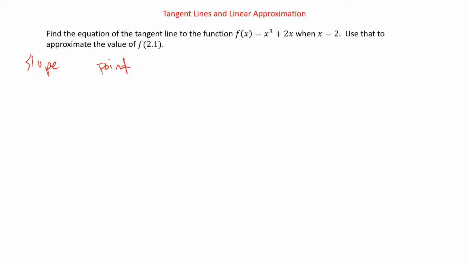So for a point, we're just going to plug it in. We want when x equals 2, f of 2. So we're going to have 2 cubed, that's 8, plus 2 times 2, which is 4. So f of 2 equals 12. We have a point. For the slope, we find the derivative. F prime of x equals 3x squared plus 2.